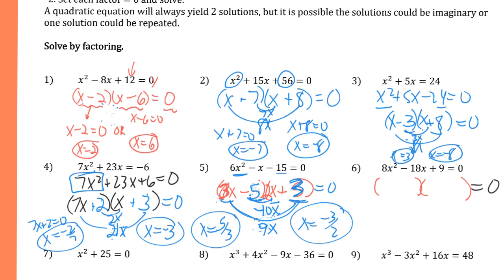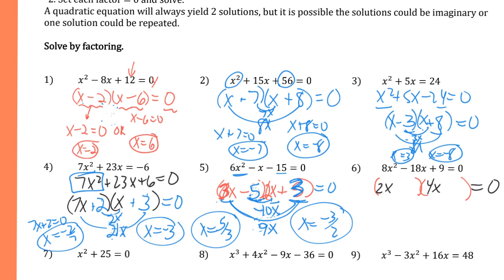So let's try the next one. It could be 8 times 1x, or it could be 2x and 4x. I think it's 2x and 4x. And there's really not necessarily a way to tell. You just kind of have to try things. Now to get to 9, multiplying, you could do 1 times 9 or 9 times 1, or you could do 3 times 3.